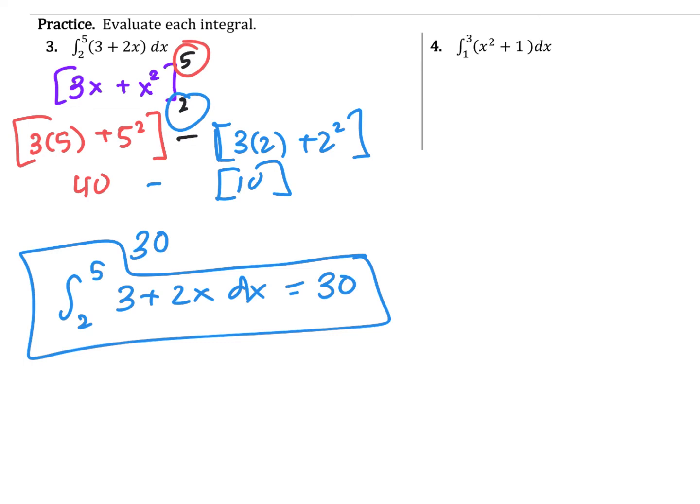All right, I'm going to encourage you to pause the video and work through number 4 on your own and see how far you get. Then unpause the video and see how you did. So hopefully you had time to work through this.